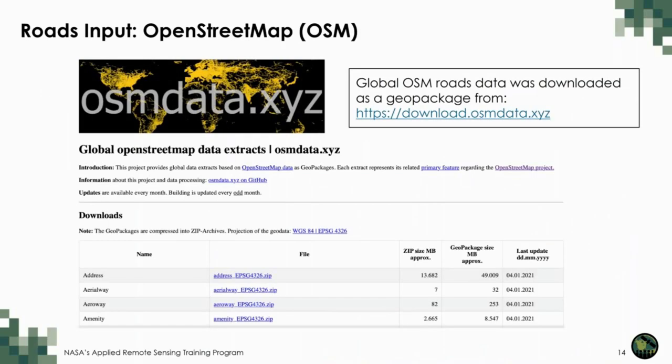The source of our roads input is OpenStreetMap, or OSM. The data are available as global downloads in GeoPackage format from osmdata.xyz. Using a global roads input provides a common road classification across countries, which supports cross-country comparisons.